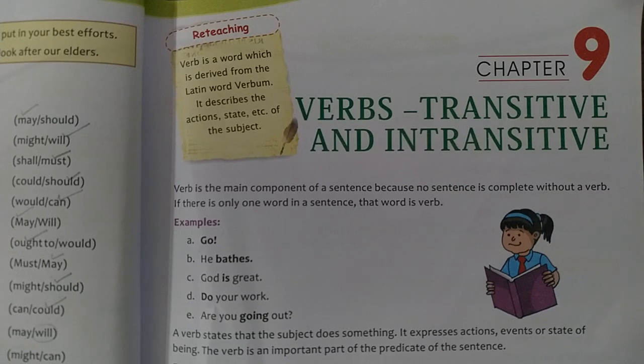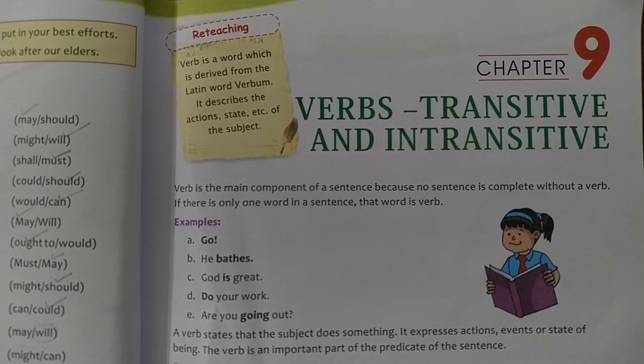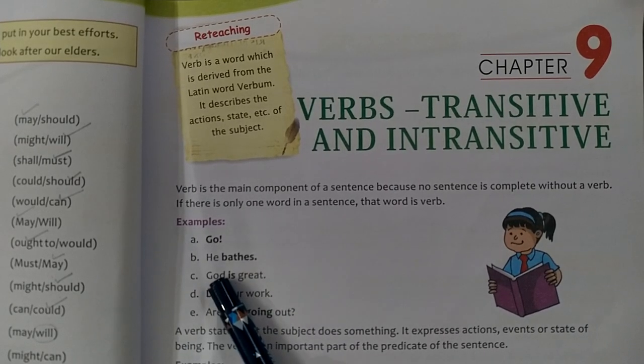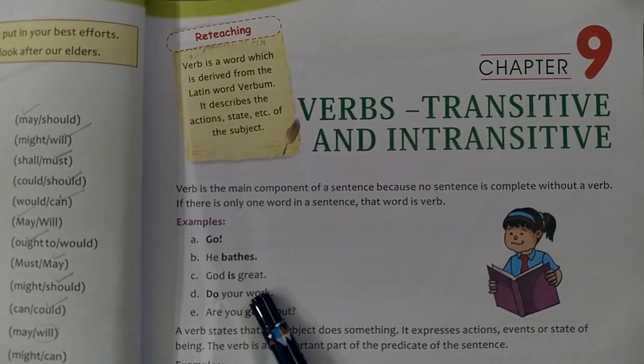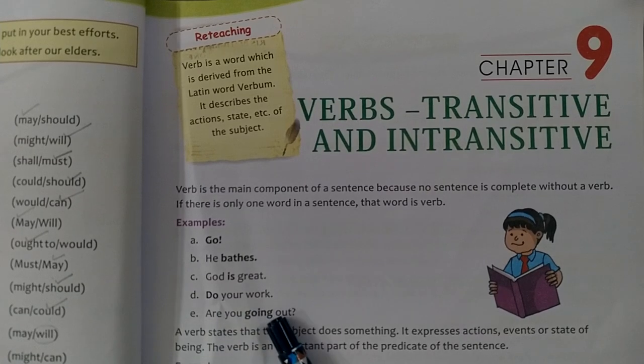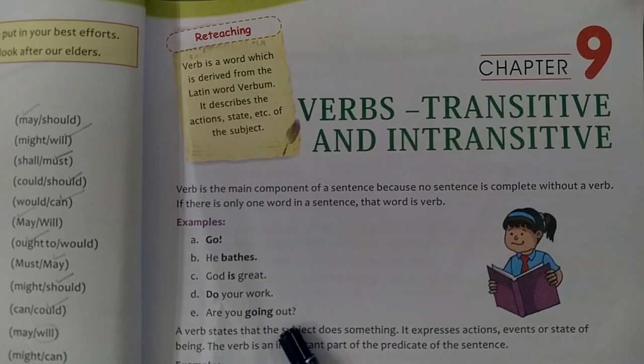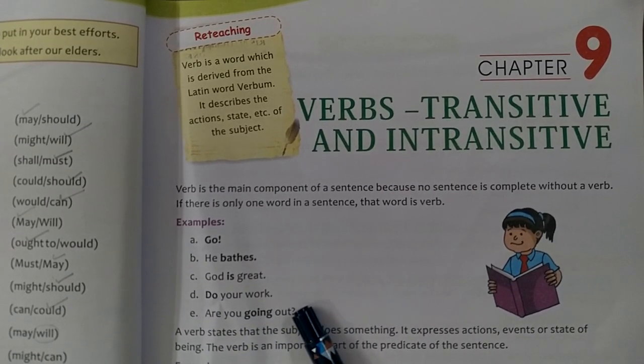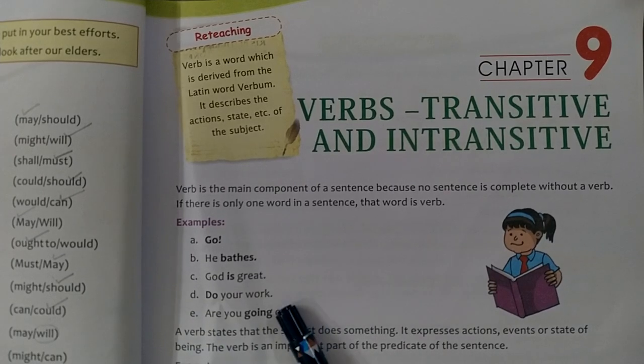A verb will always tell us what a person or a thing does, what is done to the person, or what a person or thing is. Now let us see some examples. Go. He bathes. God is great. Do your work. Are you going out? Now in these 5 examples, these sentences are all meaningful sentences.